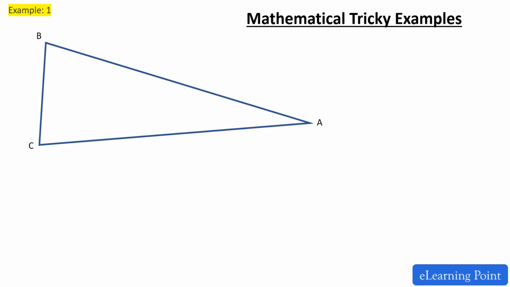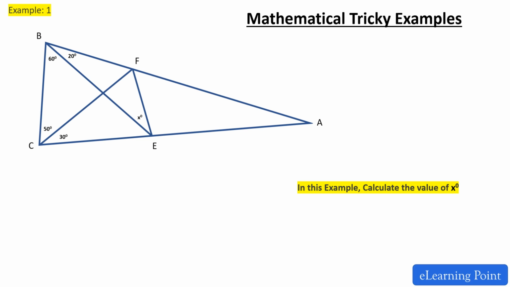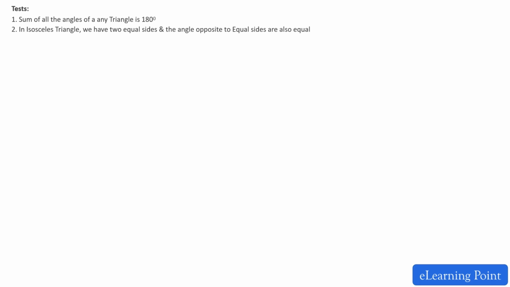In our first example, we have this triangle ABC and we have to join this line BE so that angle CBE equals 60 degrees and angle ABE equals 20 degrees. Then join line CF so that angle FCB equals 50 degrees and angle ACF equals 30 degrees. Then join line EF and the angle FEB equals x degrees. For this example, we have to solve for the value of x. So what is the value of x degrees? Let's start with this.